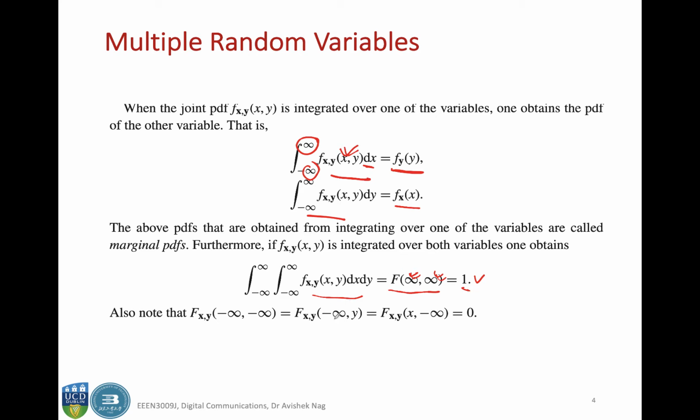And if any of the variables x and y are set to minus infinity, or both of them are set to minus infinity, then this, as you know, is an impossible event, because both the random variables x and y would take real values, and that has to be within minus infinity to plus infinity. So you cannot have a value less than minus infinity. So if you set minus infinity as one of the limits, then that will give you an impossible event, and that will be 0.